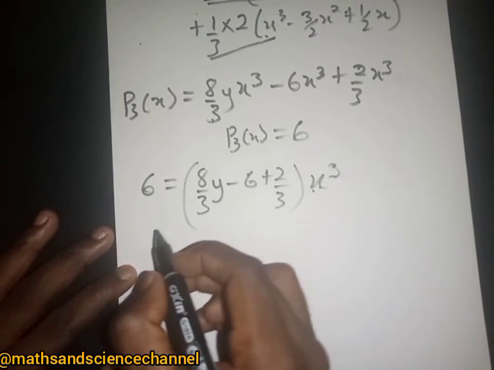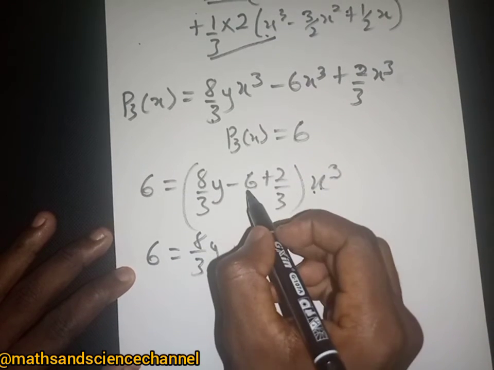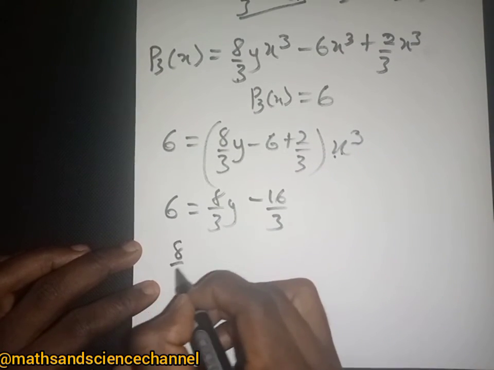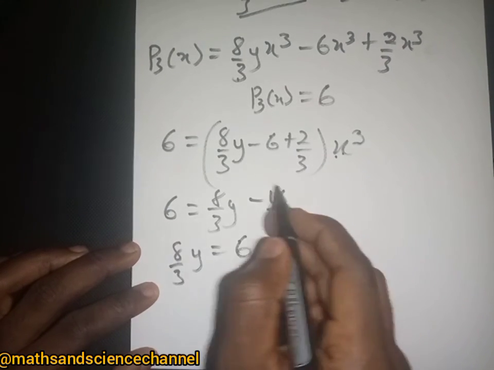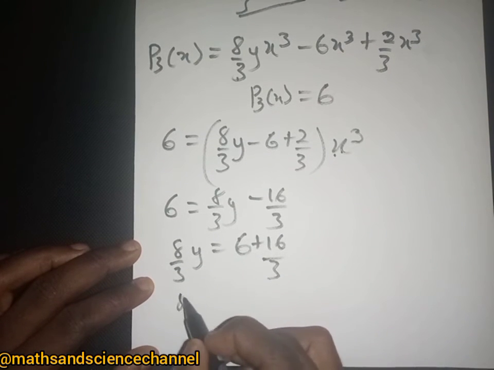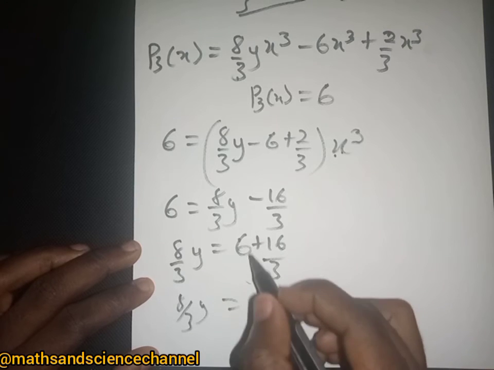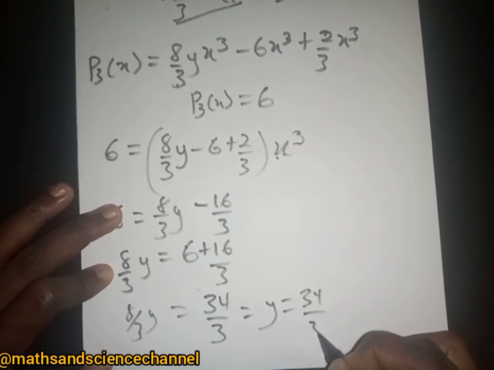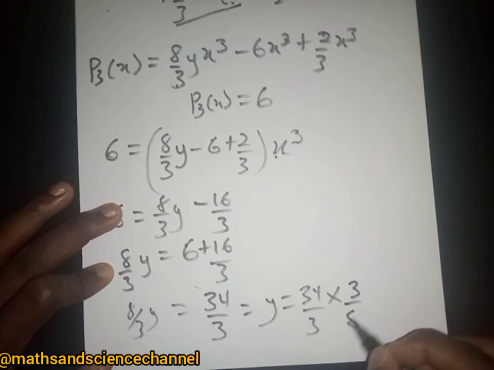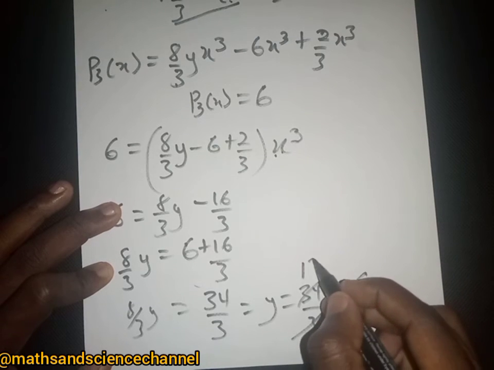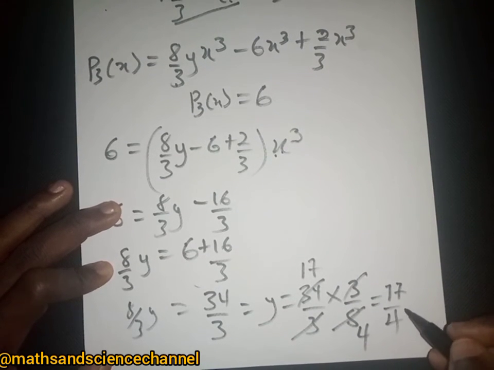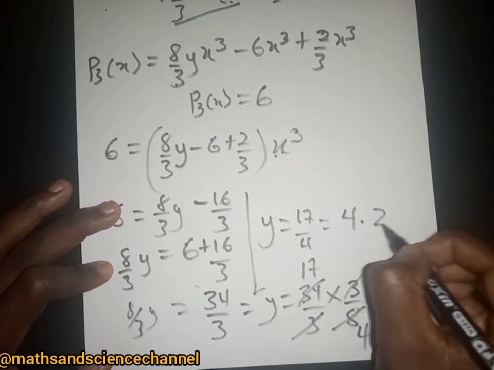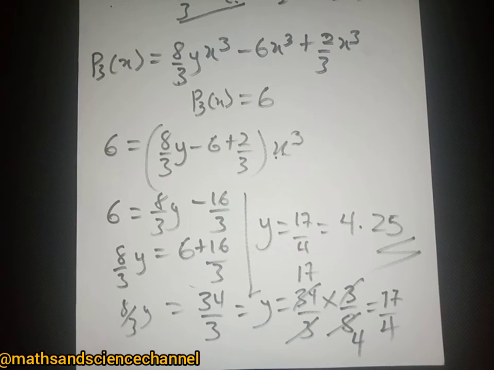So if that is the case, then we just have 6 equal to 8 over 3y minus 16 over 3 after we compute this. Therefore, 8 over 3y will be equal to 6 plus 16 over 3. When we sum this, we are going to get 34 over 3, right? And therefore y will be equal to 34 over 3, and let's send this to the other side. So we have 3 over 8, 3 cancels 3, 2 goes here, 4, 2 goes here, 17. We have 17 over 4, and therefore our y is just equal to 4.25. That will be the value of y. Yeah, so that will be it.